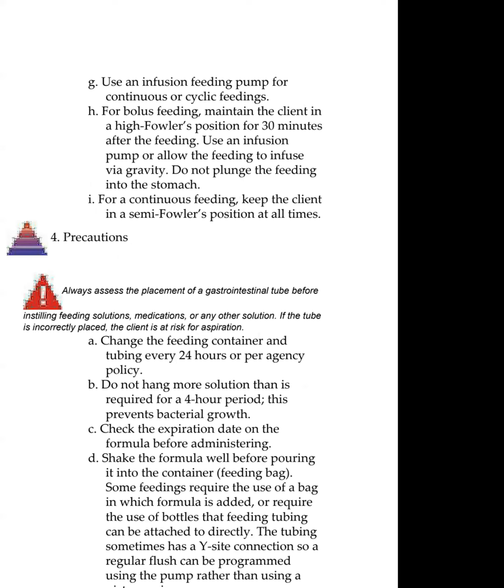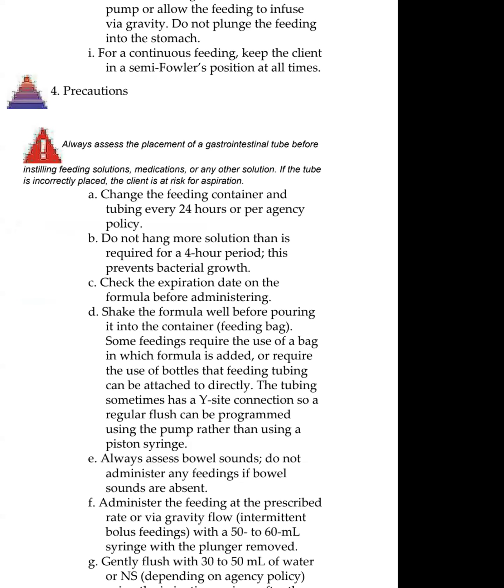Precautions we need to take. Always assess the placement of the GI tube before instilling the feeding solution, medication or any other solution. If the tube is incorrectly placed, the client is at risk of aspiration. If the tube has come out a little, the feed will go into the esophagus and there is more chance of aspiration, especially if it has been pulled. Change the feeding container and tubing every 24 hours as per the agency policy.